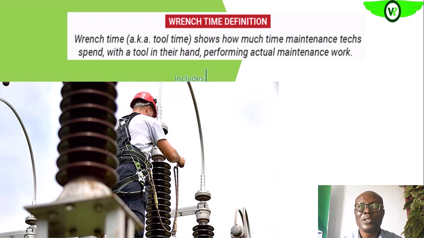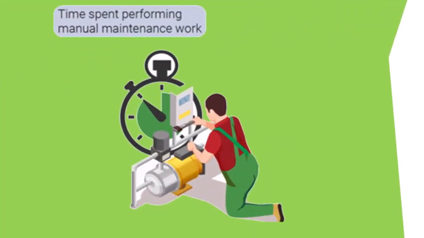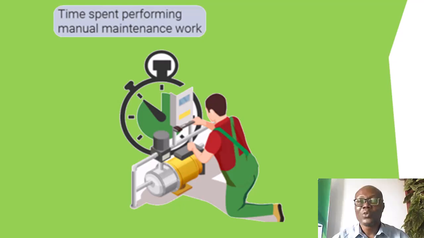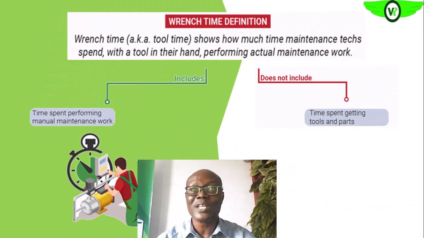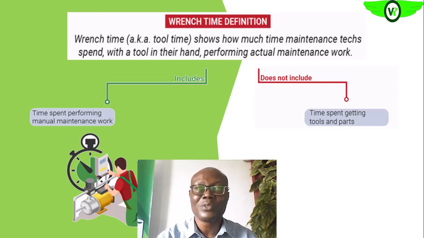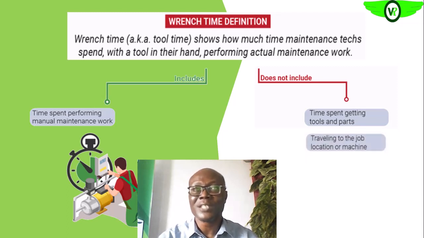So what does it include? The range time includes the time spent in performing manual maintenance work, the actual work. So what does the range time not include? The range time does not include the time you spend in going to get your tools and materials to site, your spare parts, okay? The time you spend from the office to get to the workshop or to the store to get the spare parts, the materials, and what have you. The time you use to transport all of those to site, all of those are not included in your range time. Then the time that it will take for you to travel to your job site or the location of that particular asset or equipment, those ones are also not included in your range time.